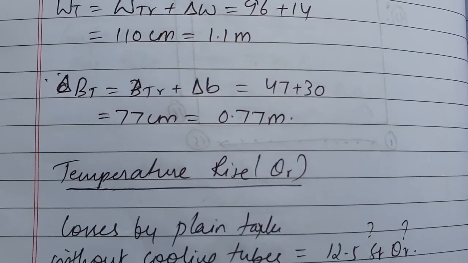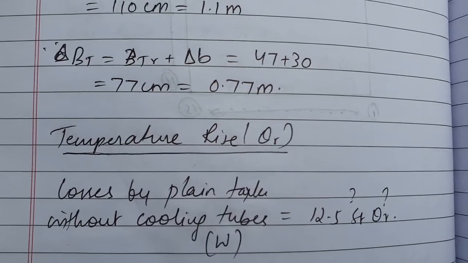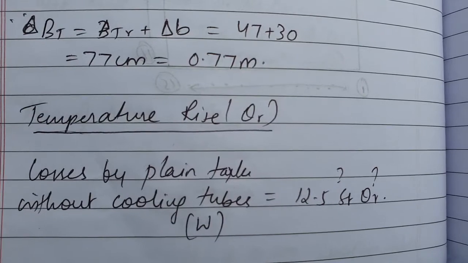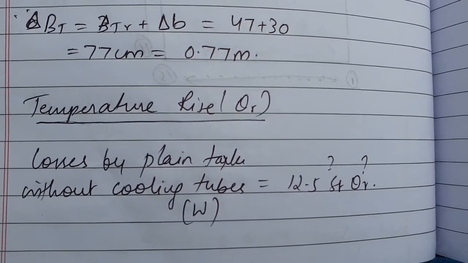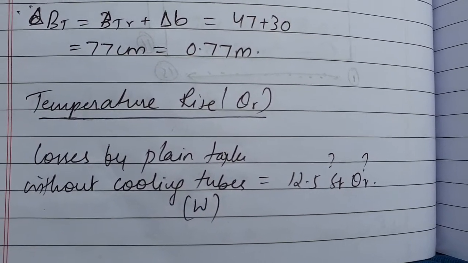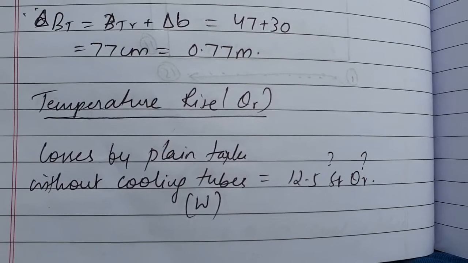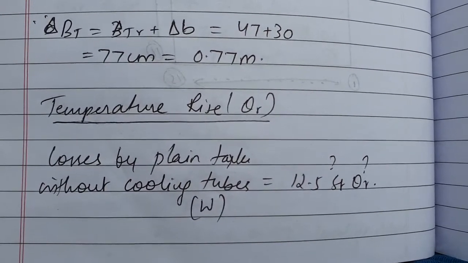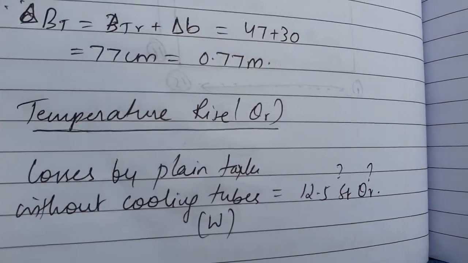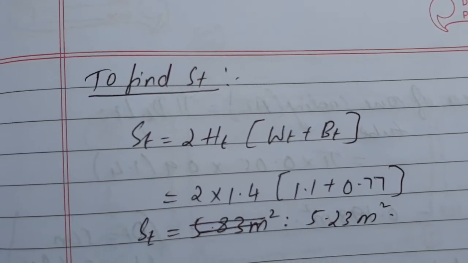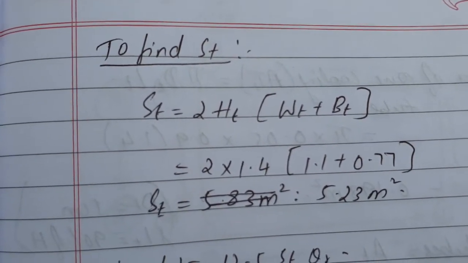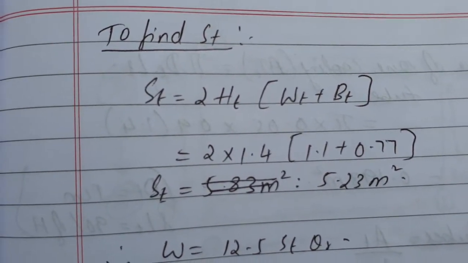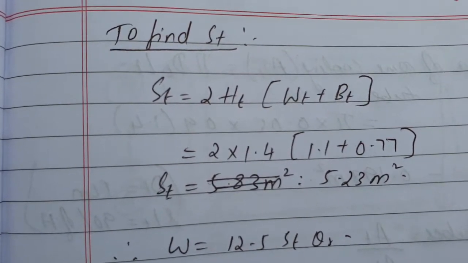Next, we are supposed to calculate the temperature rise, that is theta R. So we know that total losses by plain tank without cooling tubes is given as W is equal to 12.5 St theta R. Here W is given, St we don't know, theta R we are supposed to calculate. So first let us calculate the surface area of tank, that is St. We know that St is equal to 2Ht into the bracket Wt plus Bt. Substitute the values, you will get the surface area of tank as 5.23 meter square.